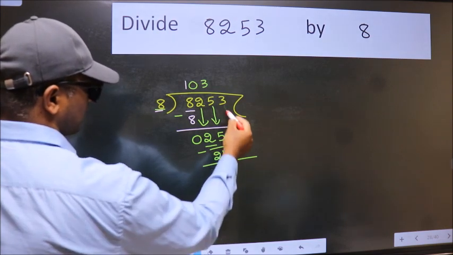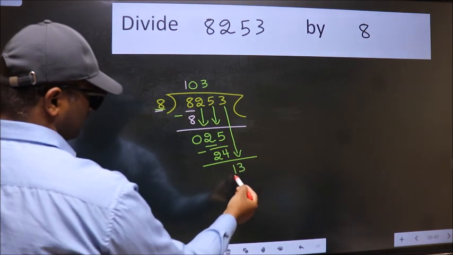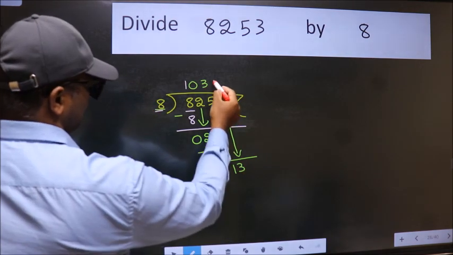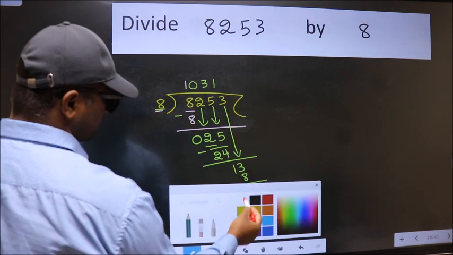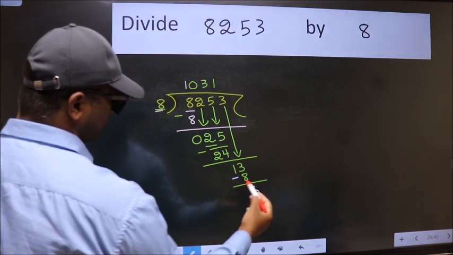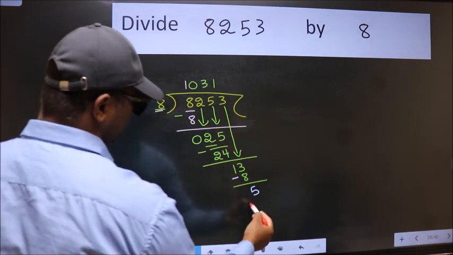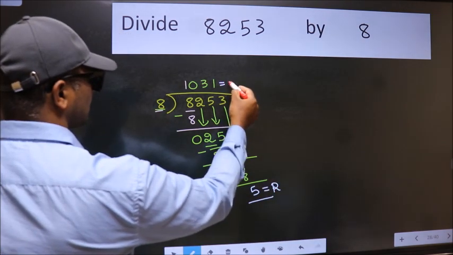After this, bring down the beside number, 3 down. So 13. A number close to 13 in 8 table is 8 ones 8. Now we subtract, we get 5. No more numbers to bring down, so we stop here. This is our remainder and this is our quotient.